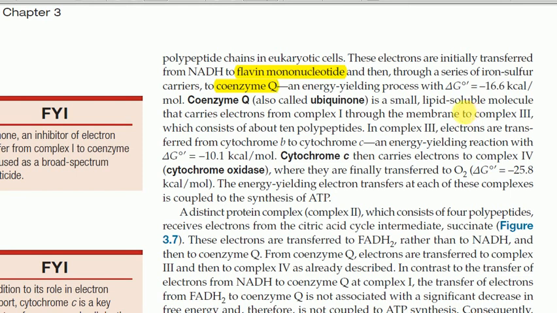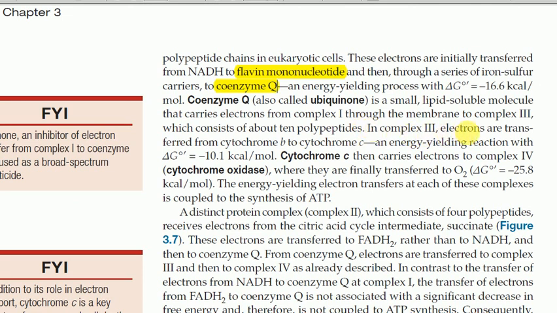2. You see, tunatoka complex 1, coenzyme Q anapeleka wapi? Complex 2, which constitutes about 10 polypeptides. Complex 1 ilikuwa na 44, complex 2 ana about 10. No, it is not to complex 2, it is to complex 3. Hapa akitoka kwenye ubiquinone, that is coenzyme Q, anaenda kwenye complex 3 moja kwa moja. Tutaenda kuona complex 2 anafanya kazi gani.